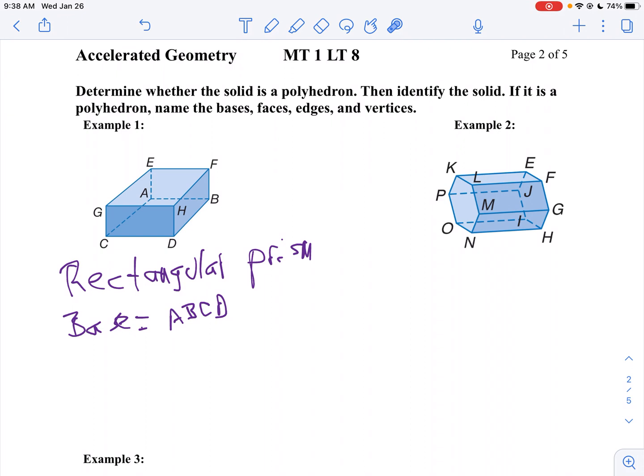Now your vertices are your points. So points A, B, C, D, E, F, G, H. There you have it. Now let's take a look at our next shape. Our next shape is also a polyhedron, only this time notice you got one, two, three, four, five, six. So it's a hexagonal prism.